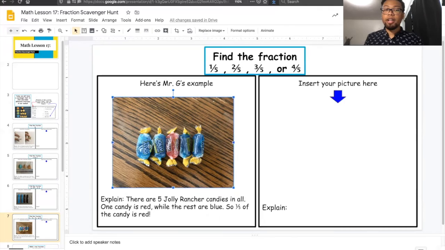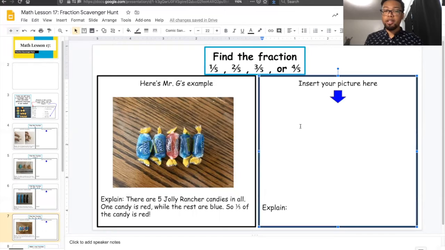So I have 1 red and 1, 2, 3, 4 that are blue. But there are 5 in all. They're all the same Jolly Rancher. So 1 of the 5 are red, 1/5. So put your picture here of a fifth and explain it.